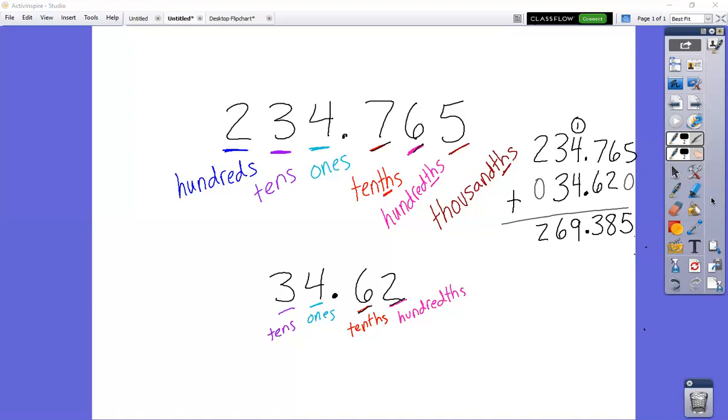Okay? So remember, your decimals need to line up. Your tenths place needs to be right on top of or right below your other tenths place. Okay? This is the most common mistake that I see.